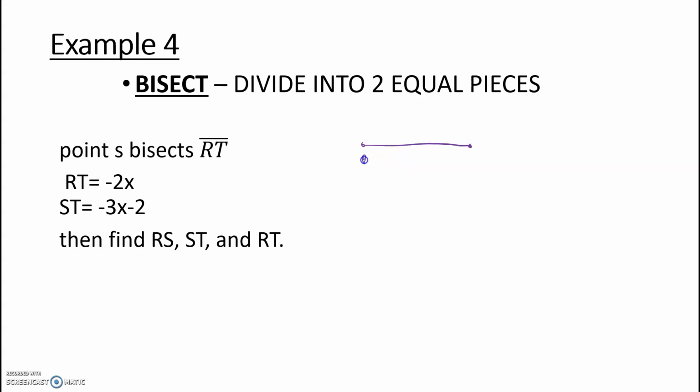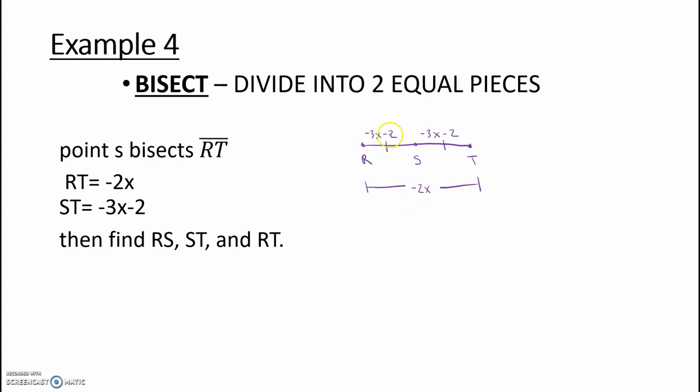R to T. And we know point S is bisecting, which means it's cutting it into two equal pieces. So again, those tick marks mean that those are two equal pieces. And then let's label our stuff. So RT is negative 2x. ST is negative 3x minus 2. Well, if ST is negative 3x minus 2, RS should be the same thing, right? So we have negative 3x minus 2 over here as well. They're equal because of that word bisect.